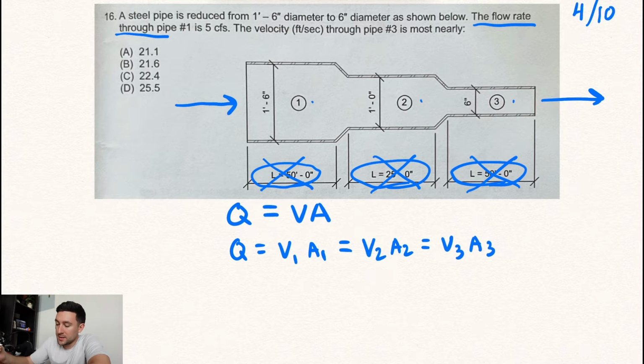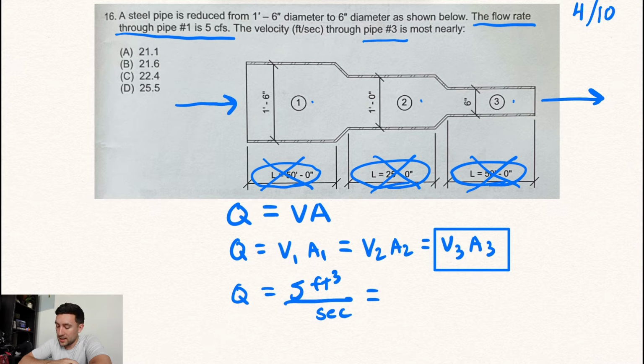So as I read this, what are my givens and what am I actually trying to solve for? One thing that we do know is the actual flow rate through pipe number 1, which is 5 cubic feet per second. So we know the flow. Now what are we trying to solve for? We're trying to solve for the velocity through pipe number 3.